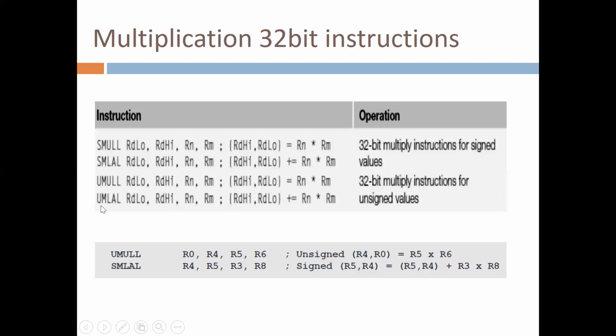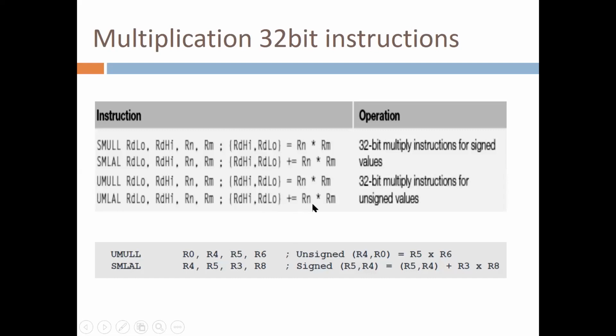Here the data will be considered as unsigned data. Next you have unsigned long multiplication with accumulate, UMLAL. Here the two source registers have 32-bit data. Again, as you have accumulate, we have two operations. The first operation is the multiplication. The second operation is the addition of the result of the multiplication and the content of RdHi and RdLo.